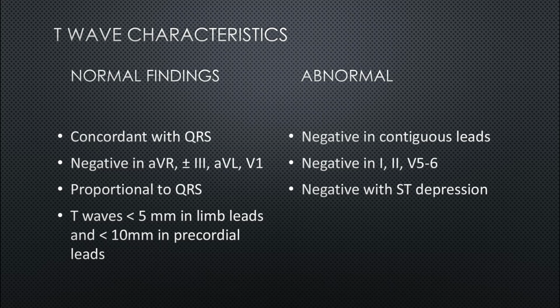Normally, T waves are proportional to the QRS, and this is translated into the height of the T wave being 25% or less than the largest deflection in the QRS. As a rule of thumb, on most ECGs, it means that they're going to be less than 5 millimeters tall in the limb leads and 10 millimeters tall in the anterior leads. But where there are large QRS complexes, the percentage rule is probably going to be the more appropriate guide.